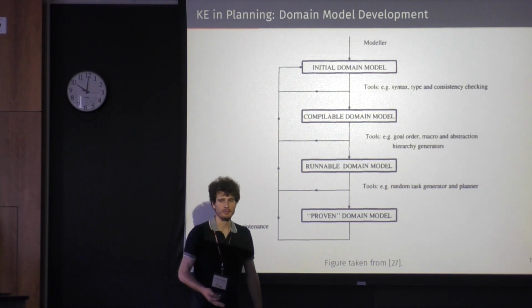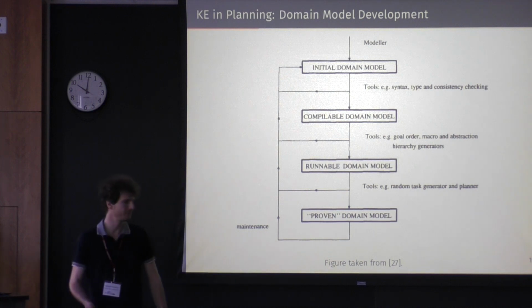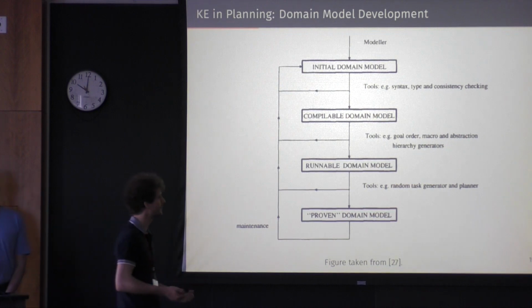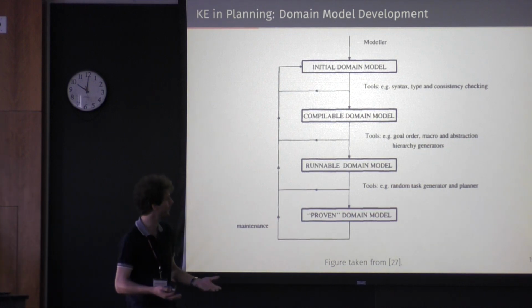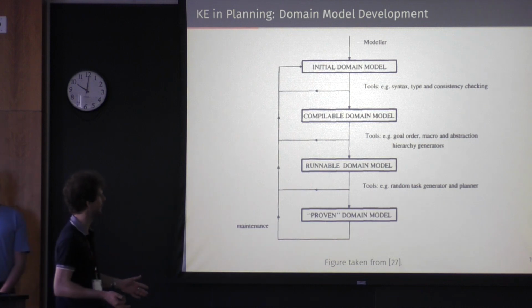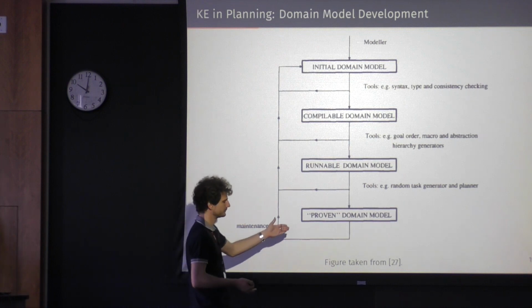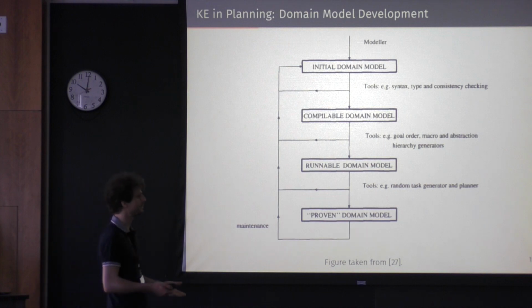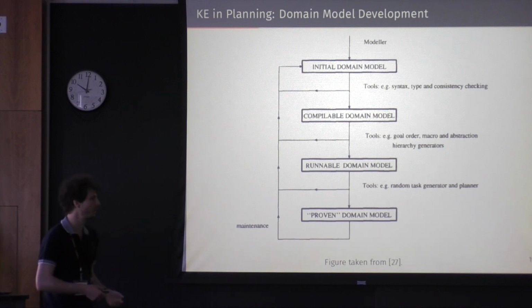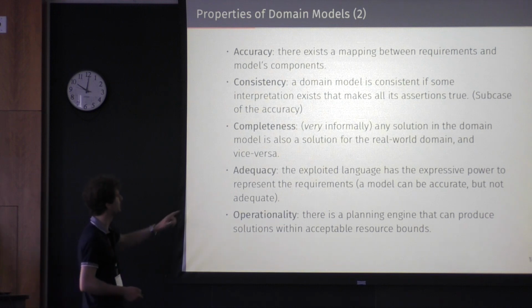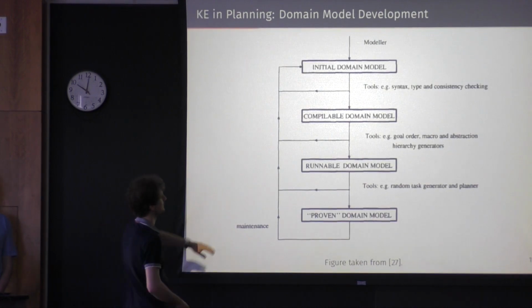And then once you have a runnable domain model, which means, okay, I found an encoding which allows the planners to deal with the problem, I've tested it on a few benchmarks and it seems to work pretty well, what I need to do is prove that it is correct, that it is valid. So basically check against some of the properties that we have seen before: completeness, for instance, accuracy and adequacy. Even adequacy and consistency are mainly checked at this level.